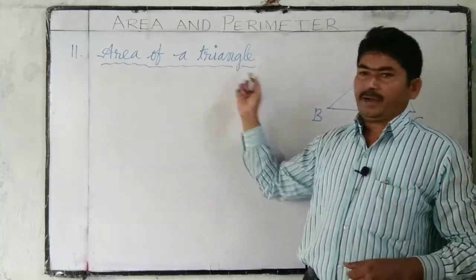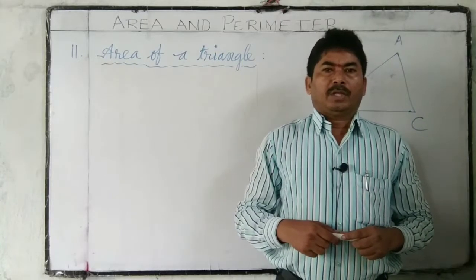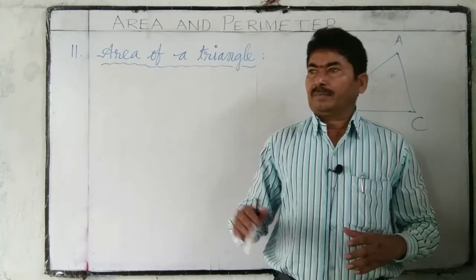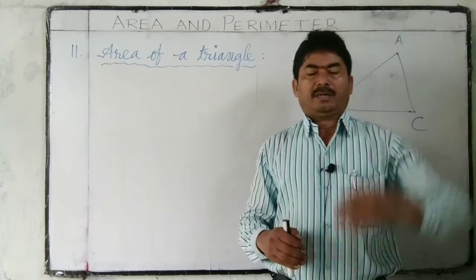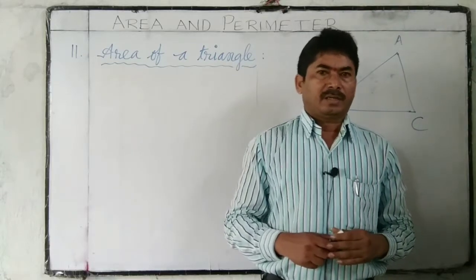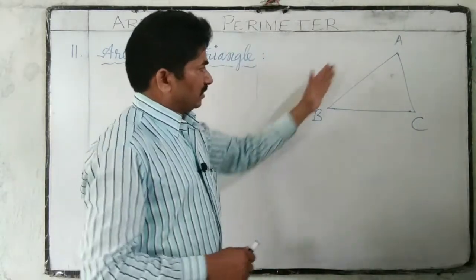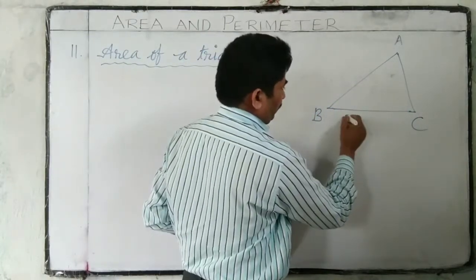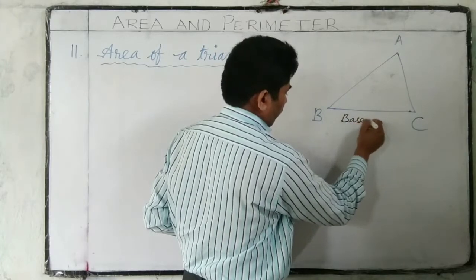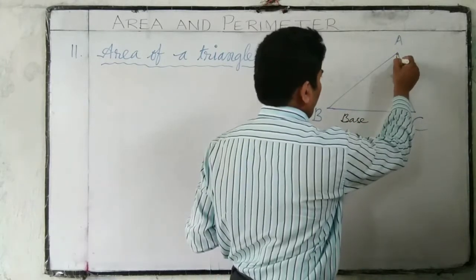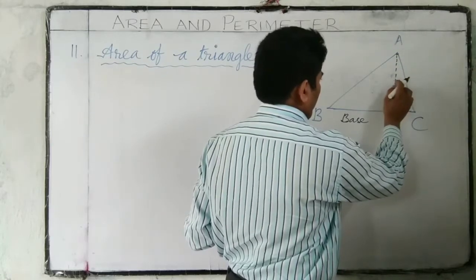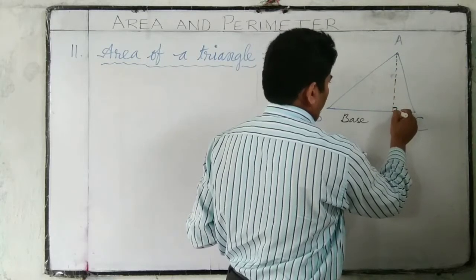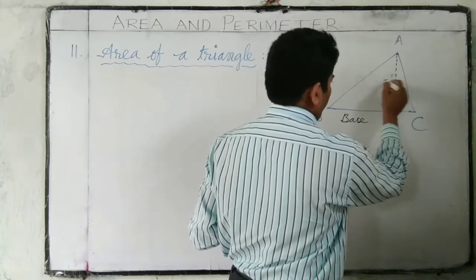Second, area of a triangle. The area of a triangle is equal to half of the product of its base and corresponding height. To understand this, here we have an example. This is a triangle ABC. In this triangle, this BC is called base. This altitude is called height. This is height.